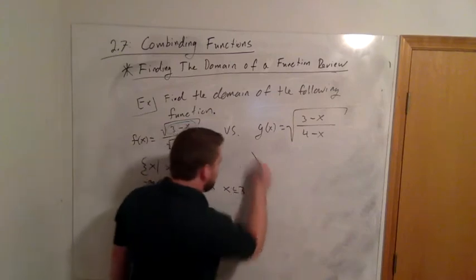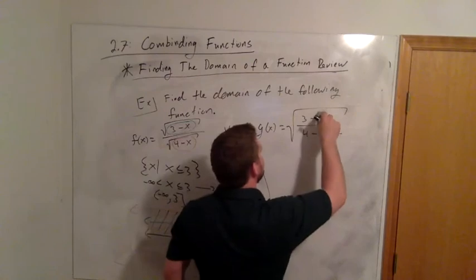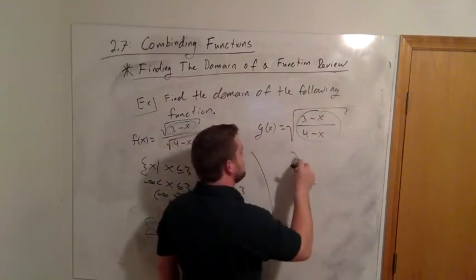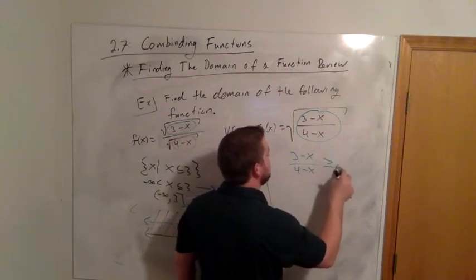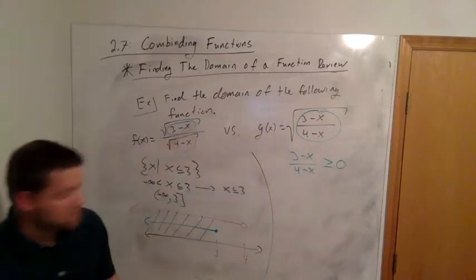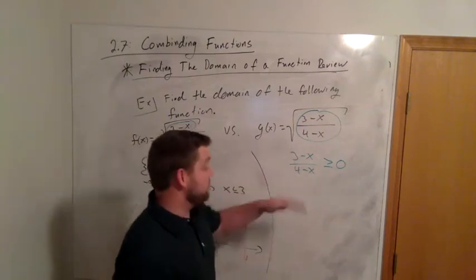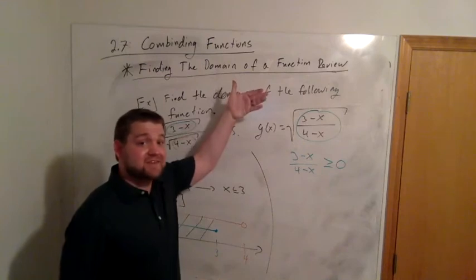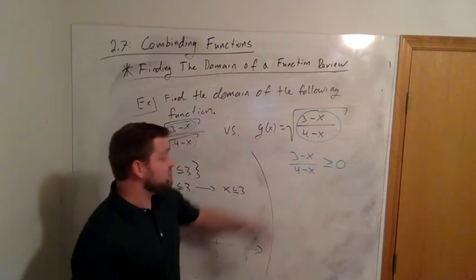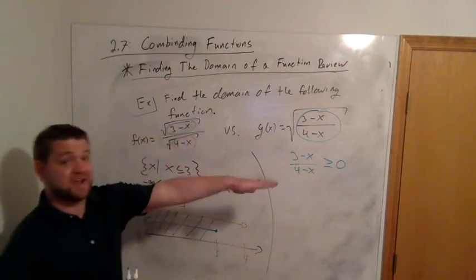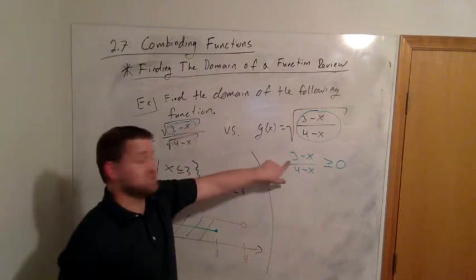Okay, so what I need to look for in this one is when 3 minus x over 4 minus x is bigger than or equal to 0. This is a rational function. I want to know when this rational function, if we were to graph it, is above the x-axis. So I'm actually going to make a sign chart. This function can only flip from being positive or negative by crossing through the x-axis, so I'll want to look for when this function is 0.